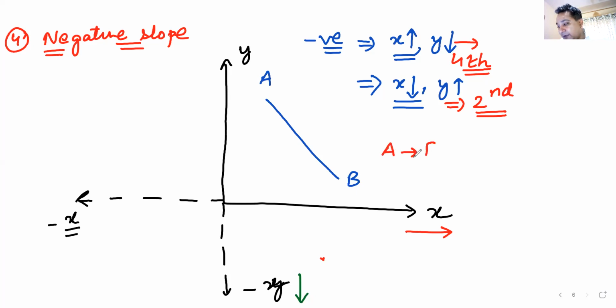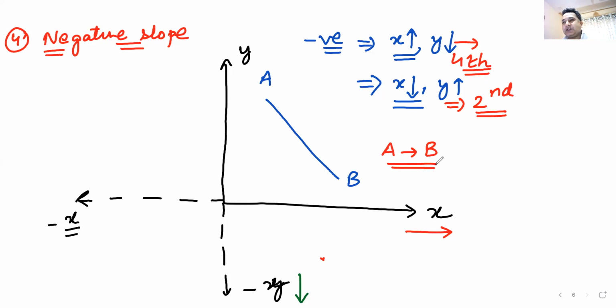Please tell me what is happening when I'm going from A to B. Anyone? Don't look at the quadrant. Look at what I have told you, what you know about a negative slope. Look at that and tell me what is happening when I'm going from A to B.